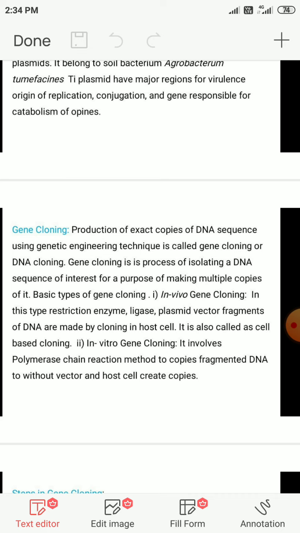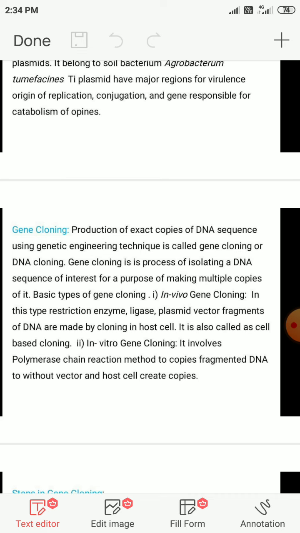The basic type of gene cloning is in vivo gene cloning. In this type, restriction enzymes, ligase, and plasmid vector fragments of the DNA are made with the help of cloning in the host cells. It is also called cell-based cloning. Second, in vitro gene cloning. It involves the polymerase chain reaction, that is the PCR technique.